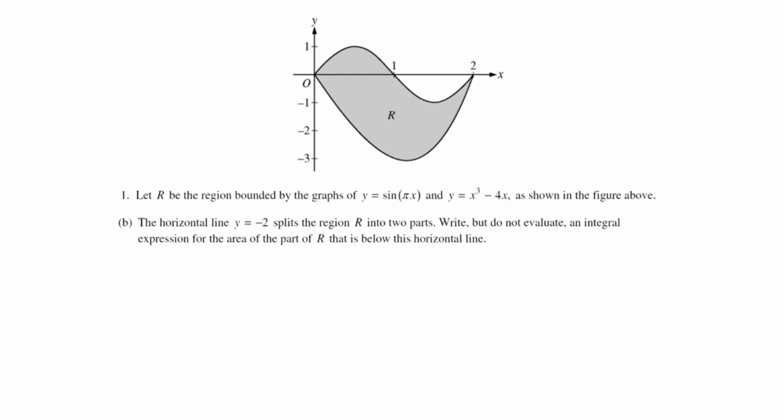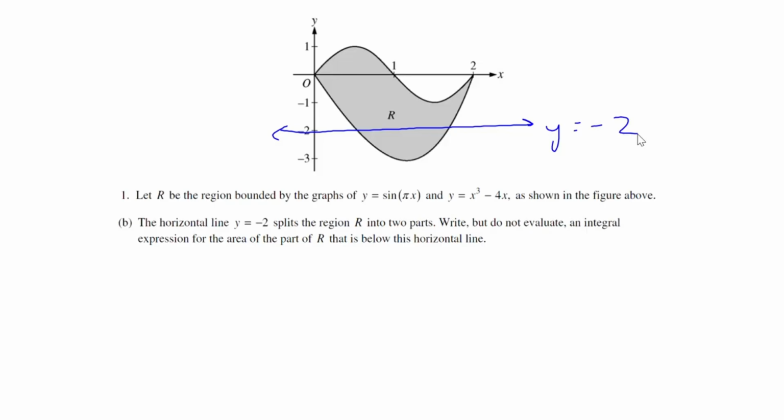In part B, it says the line y equals negative 2 splits this region into 2 parts. And we want to write an integral expression that finds the area of the part of R that is below that horizontal line. So first we need to see when y equals negative 2 crosses through that region. And so that's the function x cubed minus 4x that it's hitting.